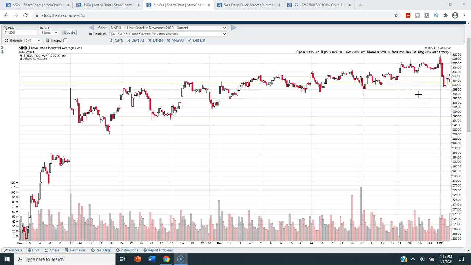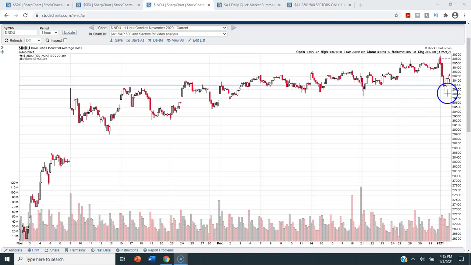The next chart that we're going to look at is an hourly candlestick chart on the Dow Jones Industrial Average. Again, going back to the first trading day of November, the blue line on this chart is set at 30,000. And what we can see here is on the Dow, once we got to this 30,000 level, we have just really stalled and went sideways, right? Not too dissimilar from what we just saw on the 3,700 level on the S&P 500, except in the Dow, it's on the 30,000 level.